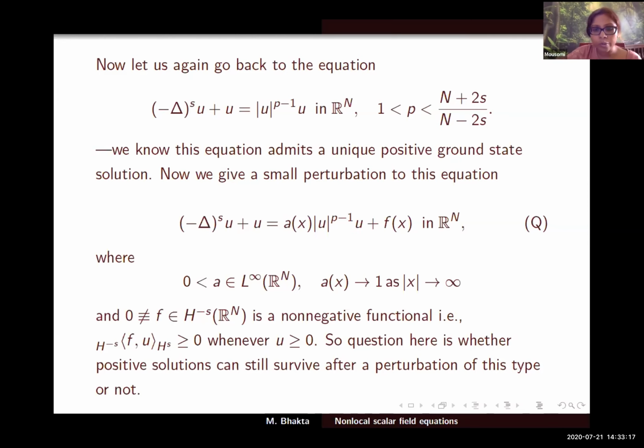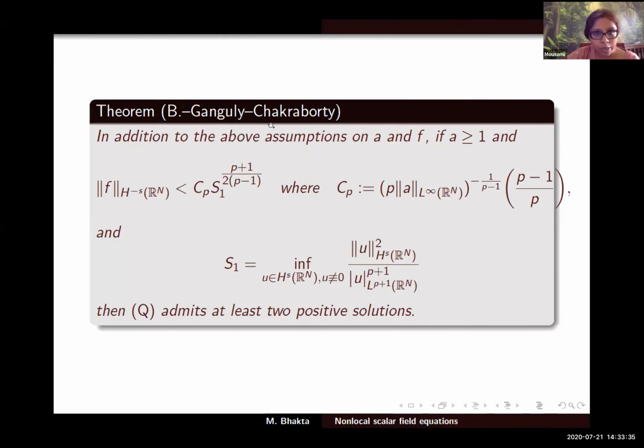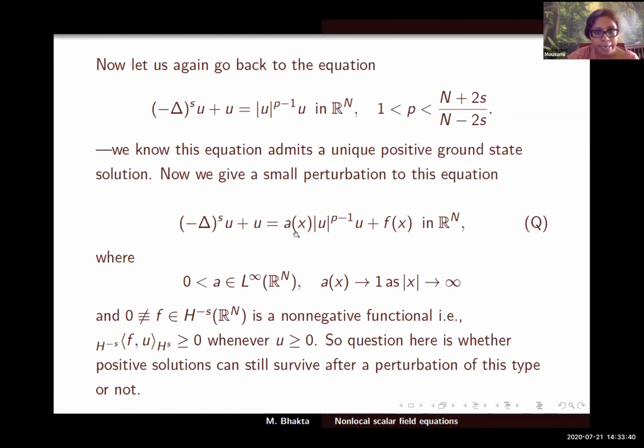Here we have divided the study into a couple of cases. In one condition, we study when A is greater than or equal to 1, then we study when A is less than or equal to 1, and then we take A equal to 0. We try to break up this problem into a few cases. In a joint work with Devdeep Ganguly and my student Shoptik Chakraborty, we first consider the assumption that A goes to 1 asymptotically, and it's always positive and L infinity. This assumption we always have.